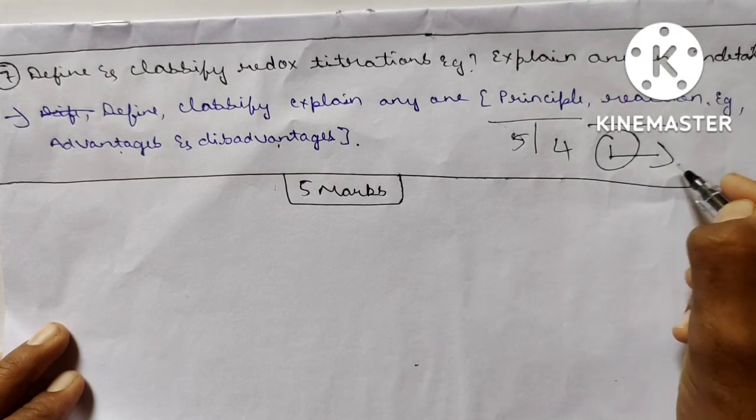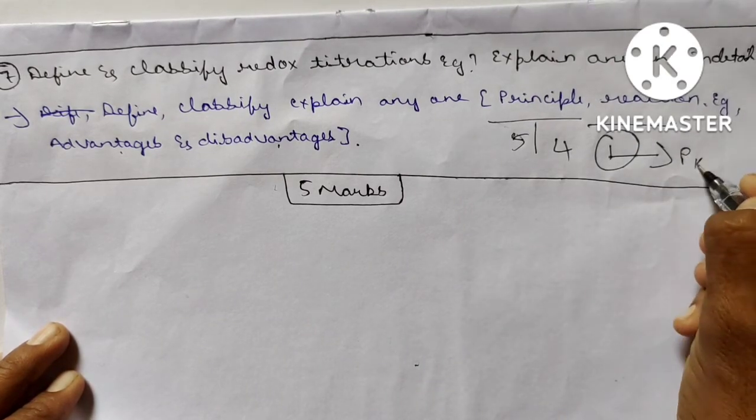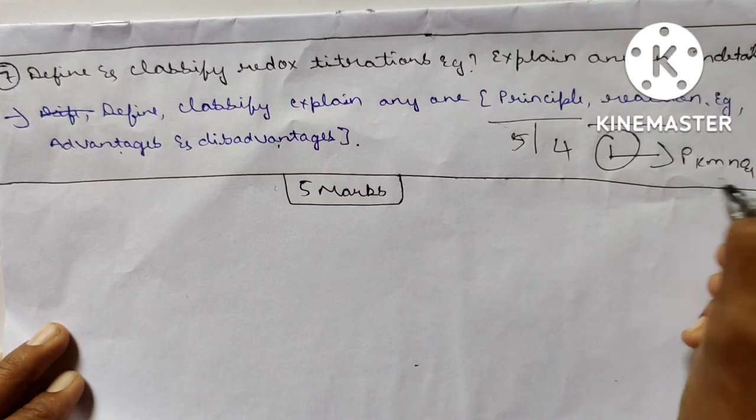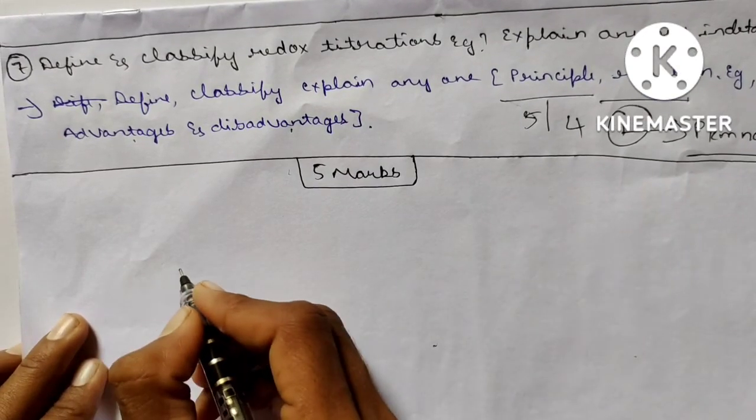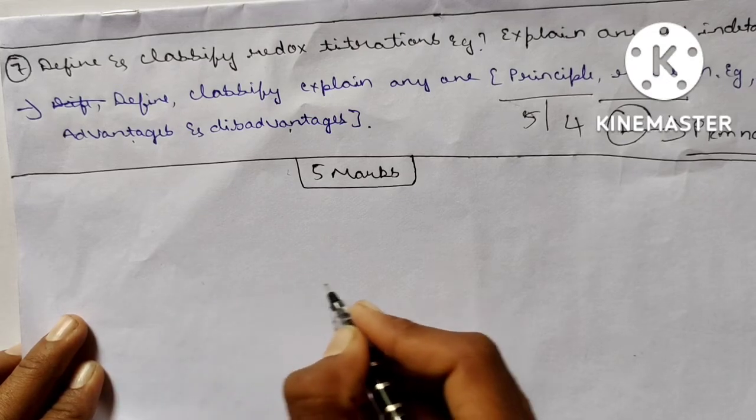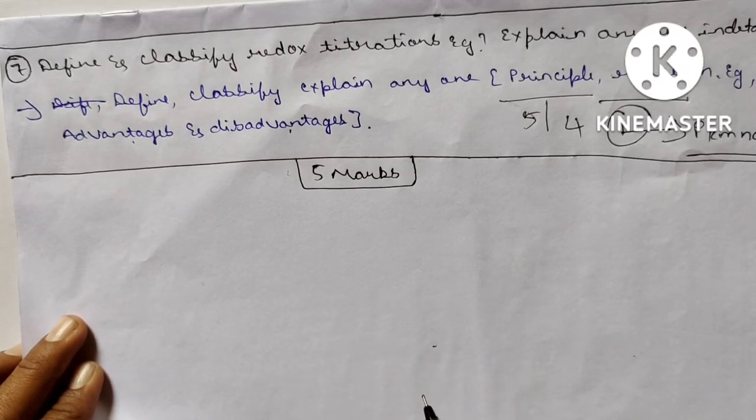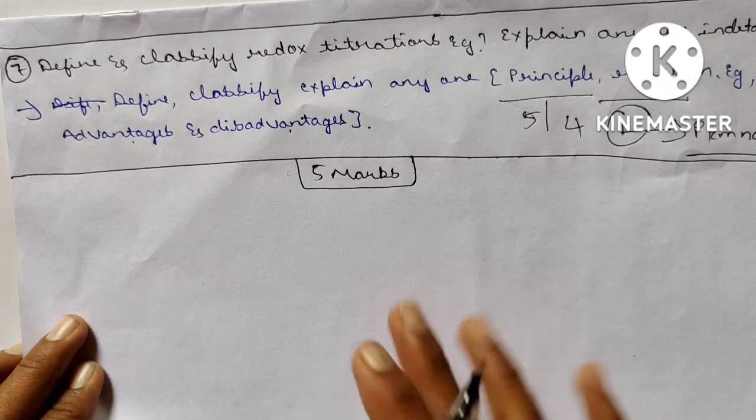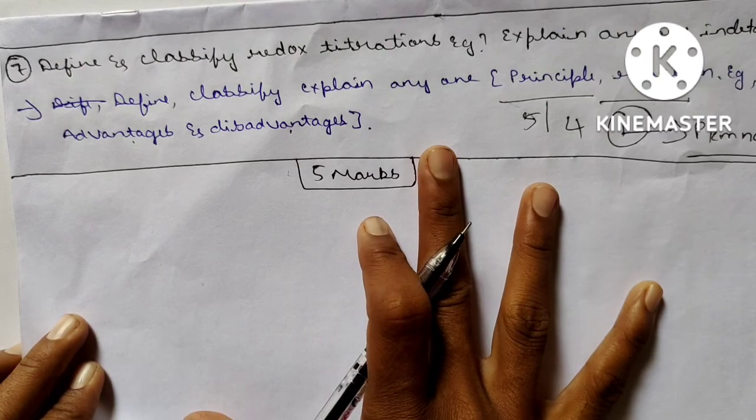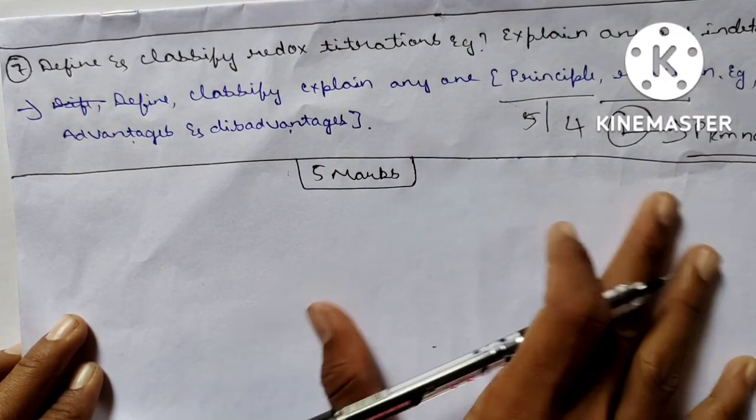Whichever you feel is easy, like permanganometry, KMnO4. You take that, write permanganometry, redox titration, and write its principle, procedure, reaction. If possible, you write advantages and disadvantages. However, you have to complete the 5 pages. This is our protocol, that is our condition. 5 pages are very important.